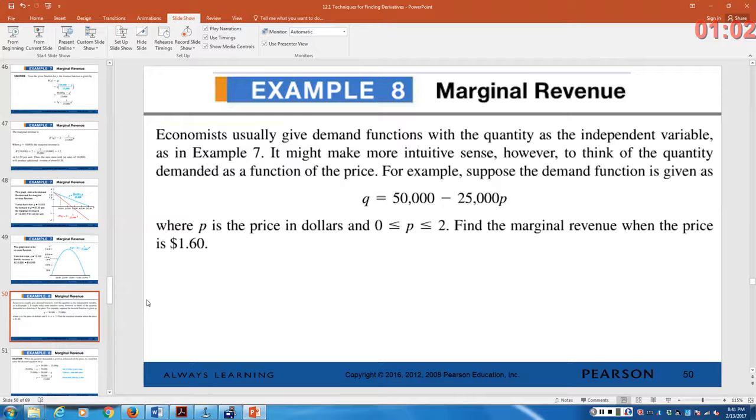Economists usually give demand function as the independent variable, the way we just looked at it. But it might make more sense for some of you to think of it as demand as a function of price. So if the demand function is Q equals 50,000 minus 25,000 P, then P is the price in dollars, as long as P is between 0 and 2. So apparently this is not a terribly expensive item. Find the marginal revenue when the price is $1.60.